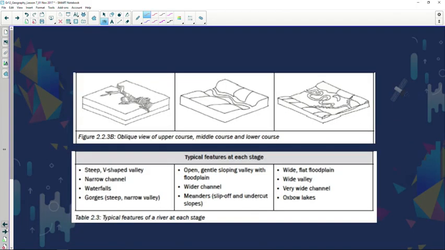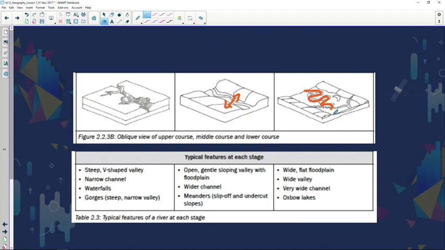Now, once again, an oblique view of the upper course. As you can see, extremely steep. You can see downwards erosion as the river cuts into the land over there. In the middle course, you can see the river starts to meander and the river widens up because of the volume of water. And as you can see in the lower course, only deposition taking place over there, and the river starts to meander because of the very flat gradient.